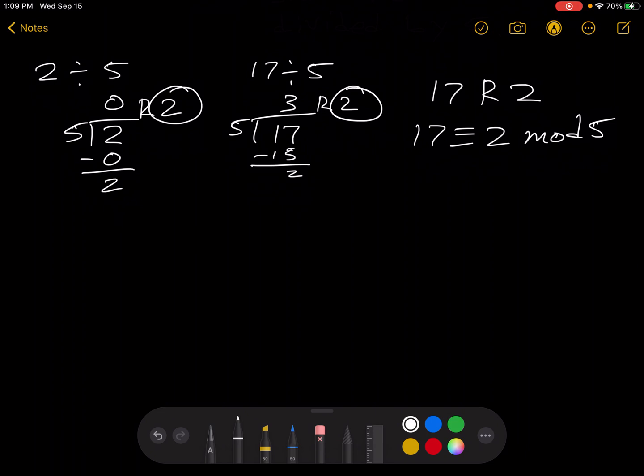Now, remember, why do we say that 17 is congruent to 2 mod 5? We say that because both 17 and 2 have the same remainder when divided by 5. That remainder, in fact, is 2.